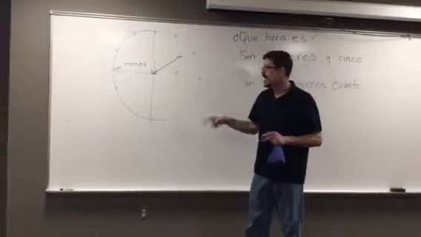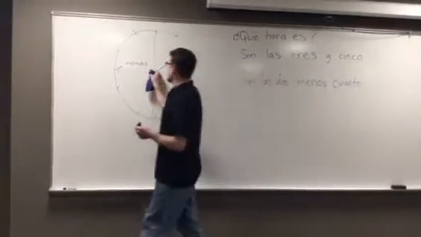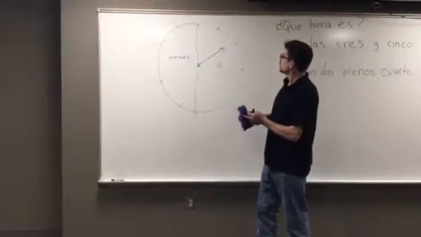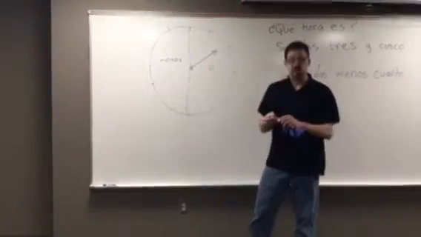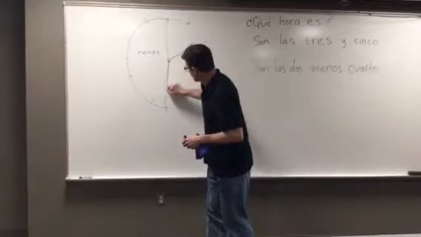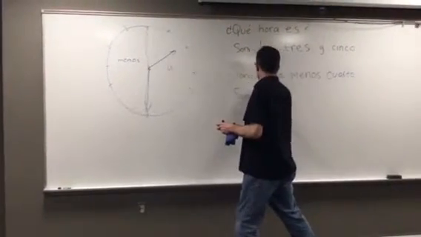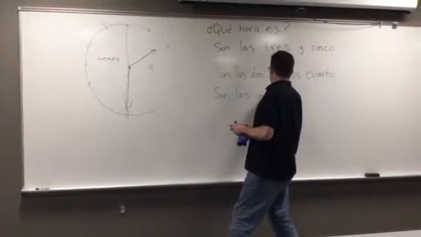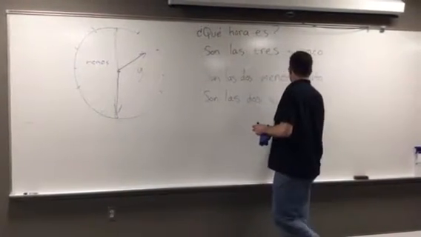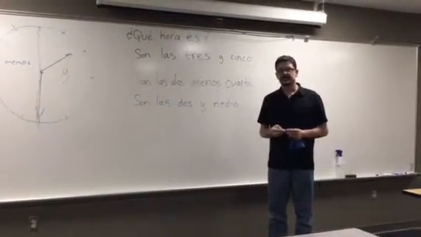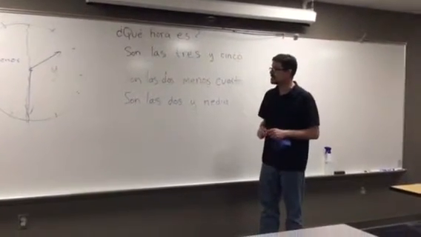But now let's talk about the half hour. When we're on the half hour, we're going to use y, not menos. So let's pretend it's 2:30, okay? 2:30. Son las dos y media. Son las dos y media.